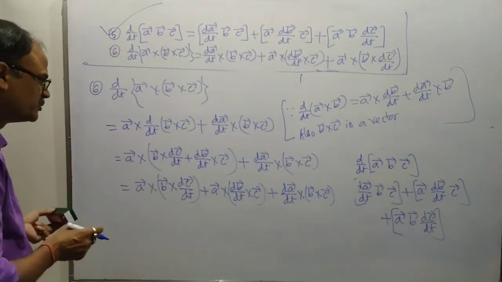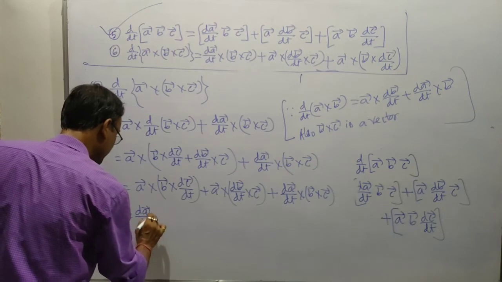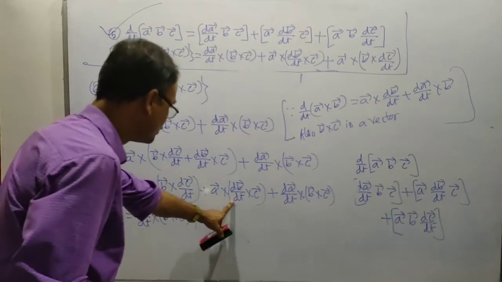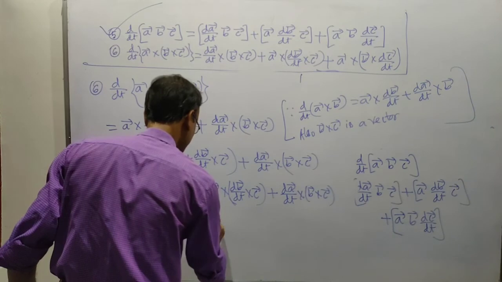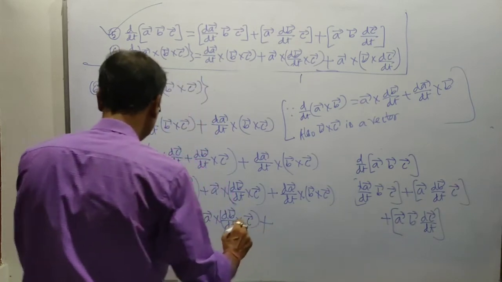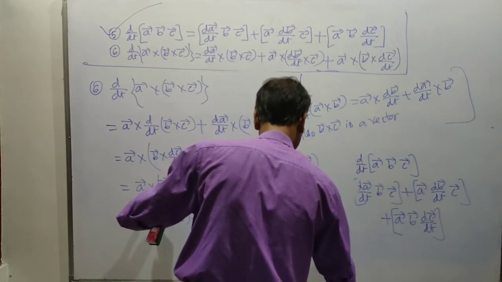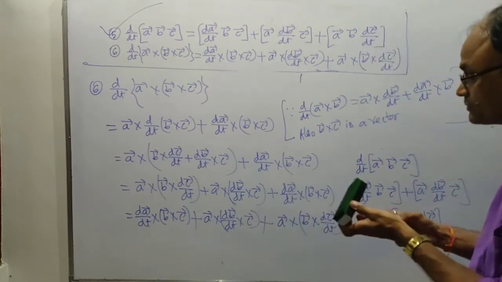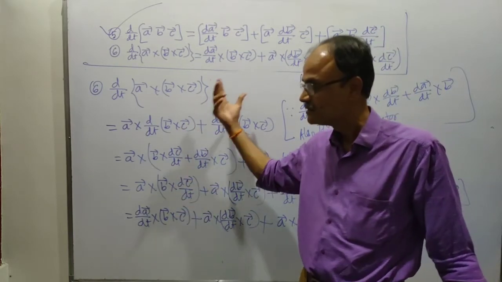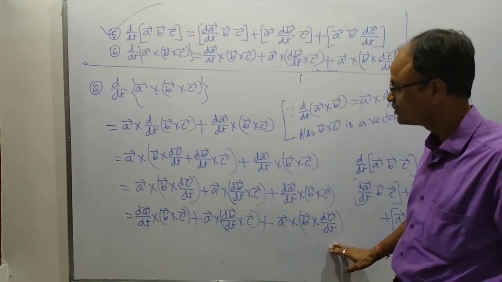This is equal to, first write this one, da/dt cross b cross c, plus then write this one, a cross db/dt cross c, and last write this one, a cross b cross dc/dt. Very easy. We have just applied theorem number 3 here. Perhaps you have enjoyed this one.